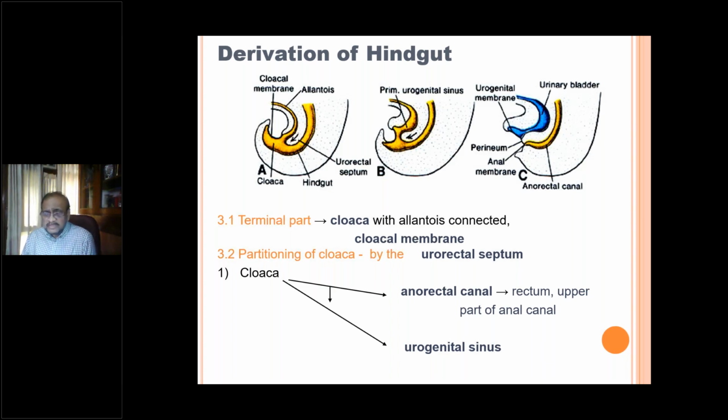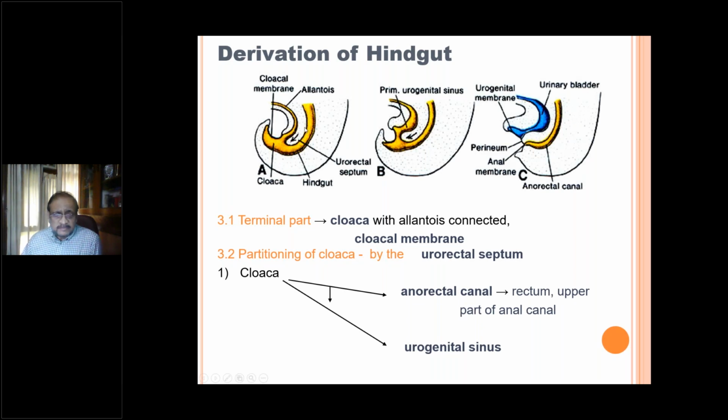If you look at the derivation of the hindgut, you'll find it develops from the cloaca and has both endodermal and ectodermal origin. The terminal part of the hindgut is the cloaca with the allantois connected to it. So this is basically the allantois connected out here, and this is the cloaca. And here you have got the cloacal membrane, right?